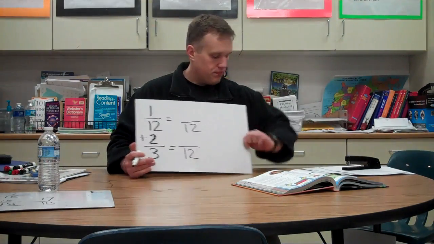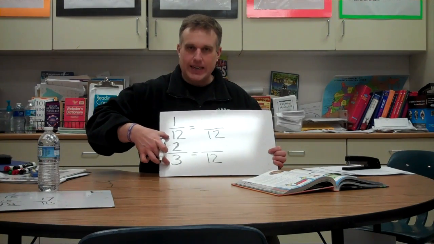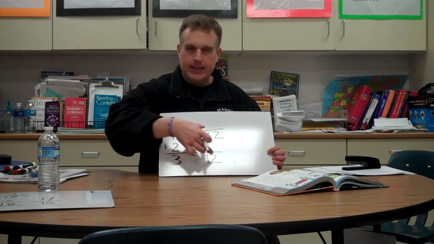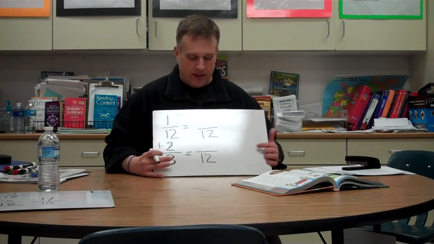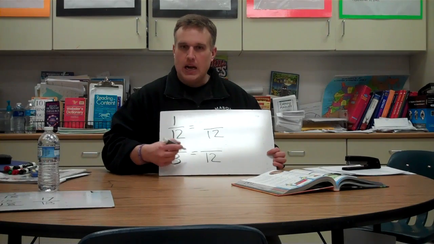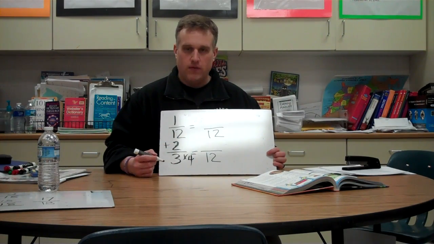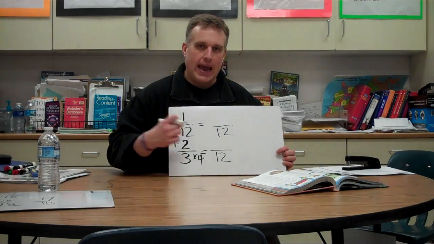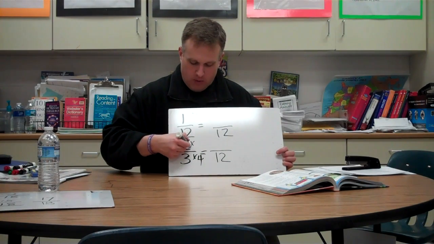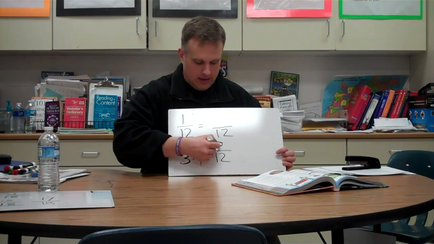Let's look at number 8. Same thing. We have 1/12 plus 2/3. Our denominators are not alike, so we have to make them alike. They did that work for us. They found the LCM, which would be 12. So I asked myself, 3 times what gives me 12? Well, I know 3 times 4 gives me 12. Whatever I do to the denominator, I have to do to the numerator. So I have to multiply the 2 by 4. So 2 times 4 is 8.